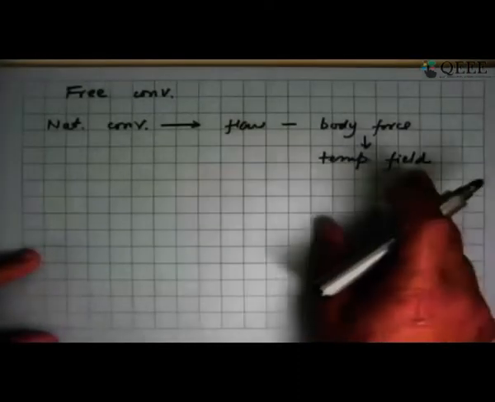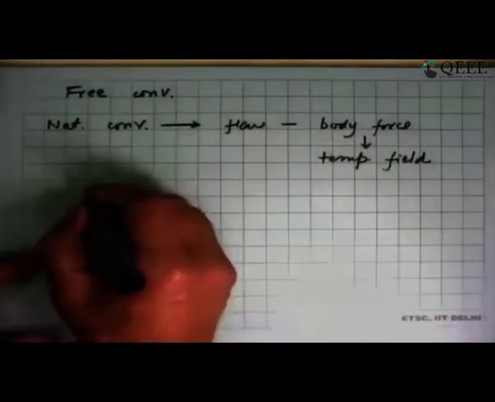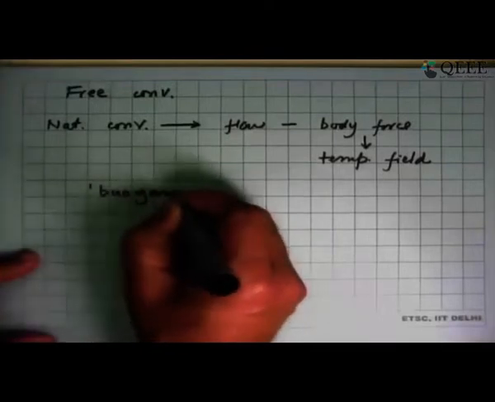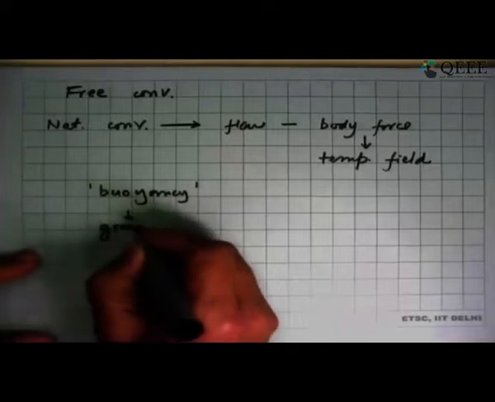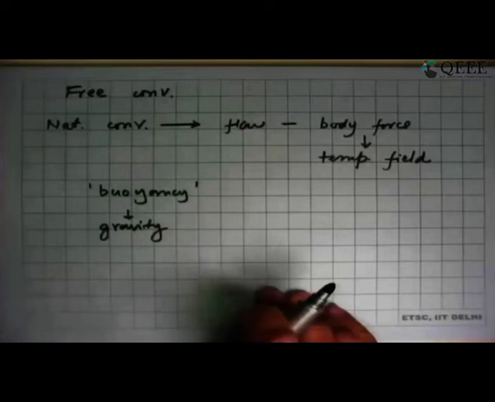So how can we get body forces? One is what we have seen, buoyancy, and this is caused by a force field which is gravity. If gravity were not there, there would be no buoyancy force and natural convection would not happen. That is the situation in things like the International Space Station or something in orbit.